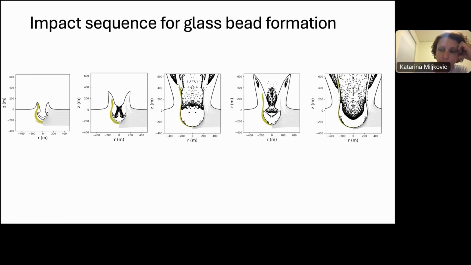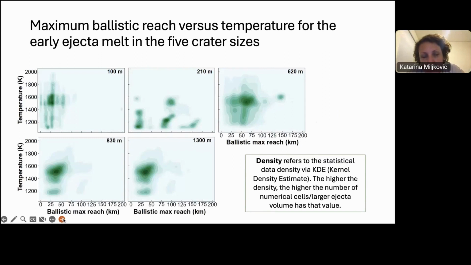So, that is particularly interesting for these small craters, because the rest of the ejecta curtain here is actually at low temperature, so it won't meet the temperature conditions for forming glass beads throughout the entire ejecta blanket, just a sliver in volume. So when we look at the landing distances in all cases, as you can see, craters that vary from 100 meters in diameter to 1,300 meters in diameter.